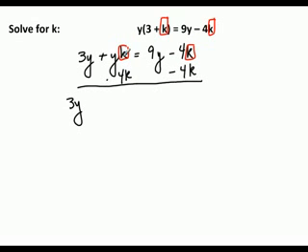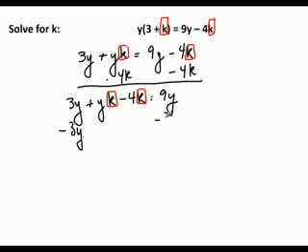Again, these are not like terms. I have yk and just a k. So I'm going to write plus yk minus 4k. And this should just equal 9y. So now both of the k's are on the same side, but I have a term with no k's. So it does me no good to keep it on the same side, so I'm going to subtract it to the other side.